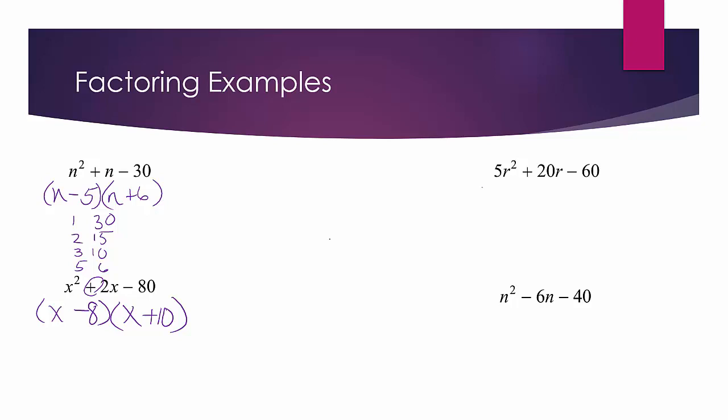Factor out a GCF here. 5r squared plus 4r minus 12. 5 times r times r. Let's figure out what 12 factors out into. We've got 1 and 12, 2 and 6. 2 and 6 are going to work.